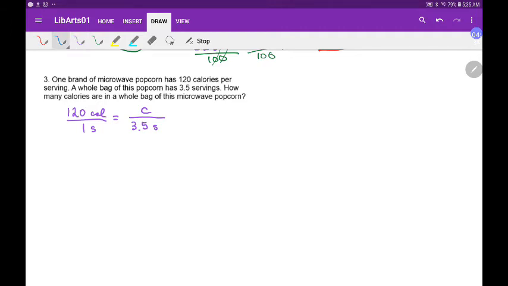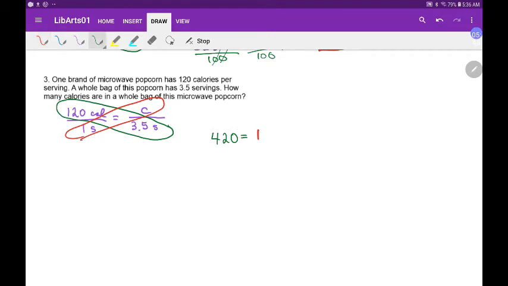So I'll do the same thing. I will say, wish I'd have done that neater, huh? 120 times 3.5, and I get 420, is equal to, well, this isn't going to be too hard as far as the math, huh? 1 serving. So then 1 serving is 420.